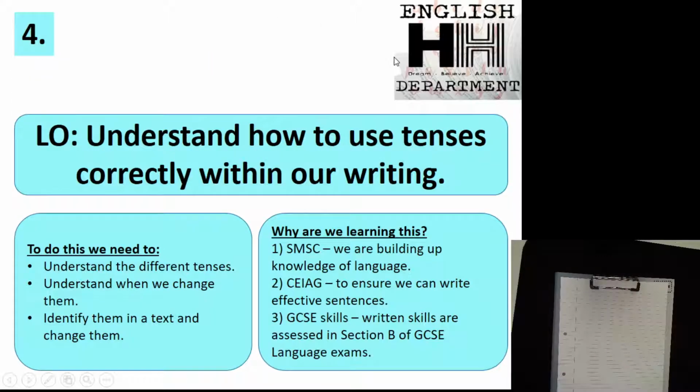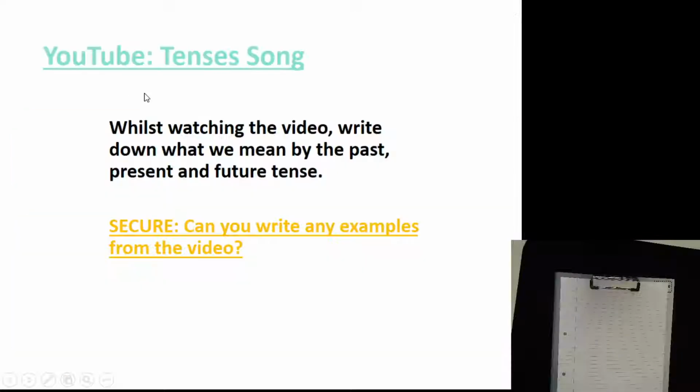Okay, so today's learning objective is to understand how to use tenses correctly within our writing. So we're going to look at the different tenses and how we can change them in a piece of text. So to begin with, a video will be playing in which it will explain to you what different tenses mean, and there will also be examples of different words that are going to be written in the three tenses.